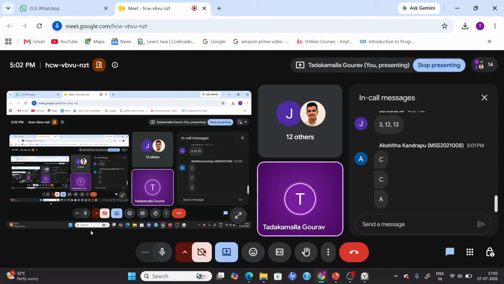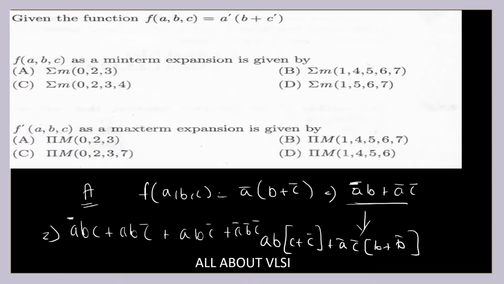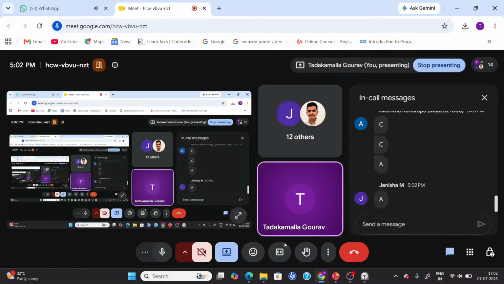So you can do the second problem and let me know what other answer you get. Here I took AB. That's the reason I got some other answer. Okay. Here it is A bar B. So you're going to get A bar BC plus A bar BC bar plus A bar BC bar plus A bar B bar, which is 0, 2, 3. Okay.